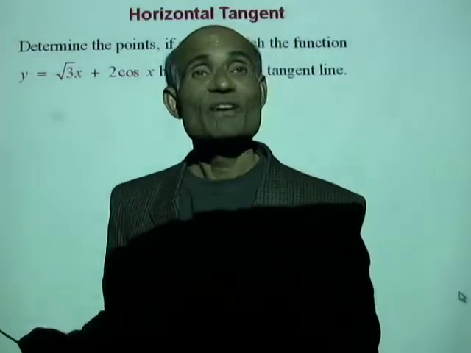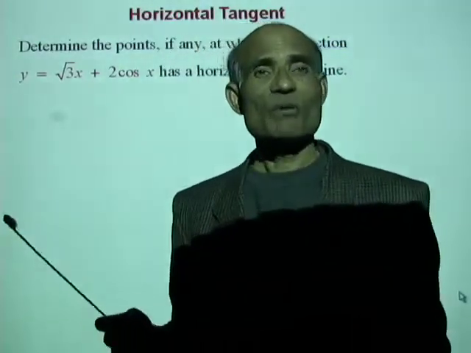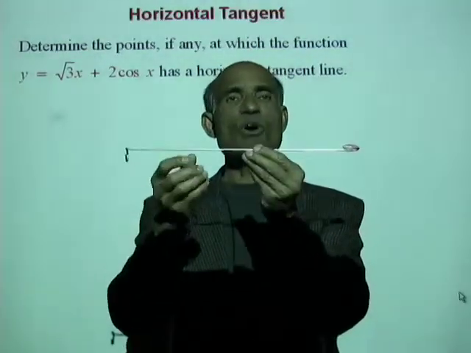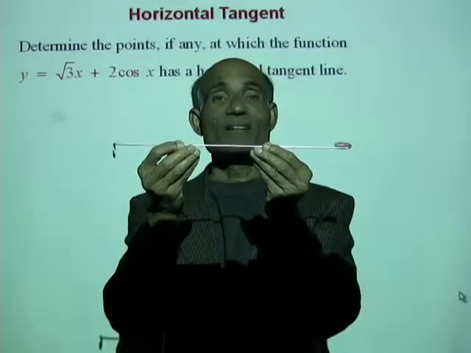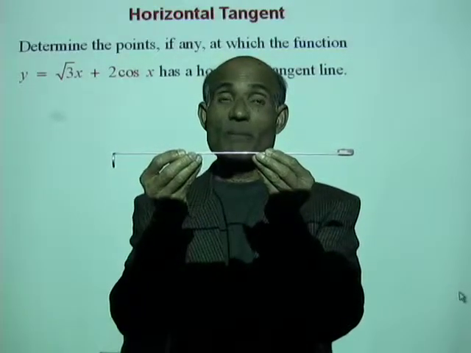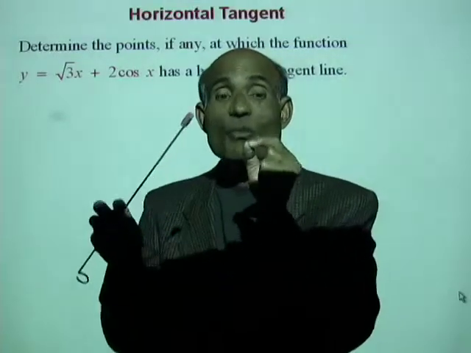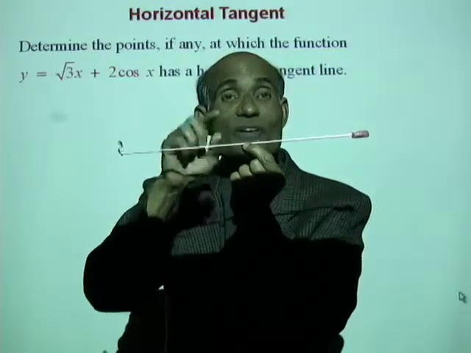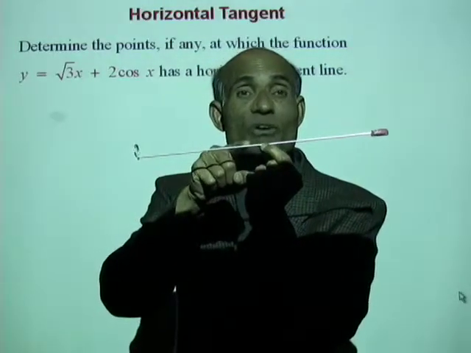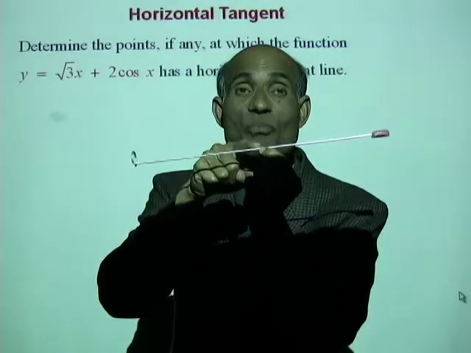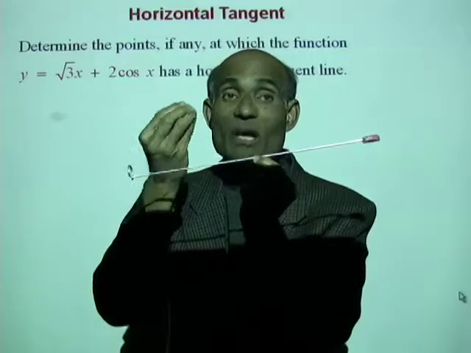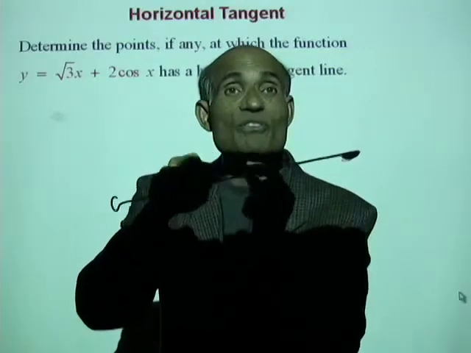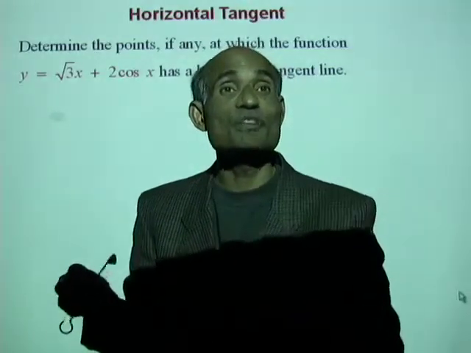We will now look at horizontal tangent lines. What is the meaning of a horizontal tangent line? What is its significance? What is the slope of a horizontal line? The slope of a horizontal line is 0. That means at a point where the tangent line is horizontal, the slope of the tangent line is 0, and the slope of the tangent line at a point is called the derivative. That means wherever a tangent line is horizontal, at that point the derivative of the function is 0. Is that right?